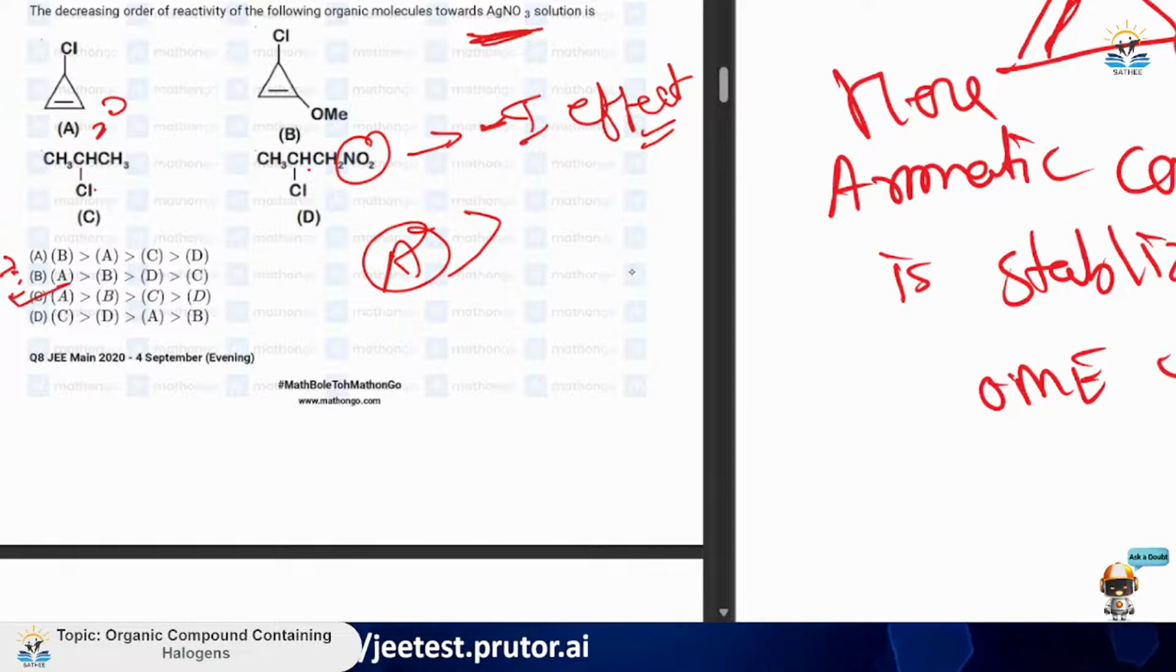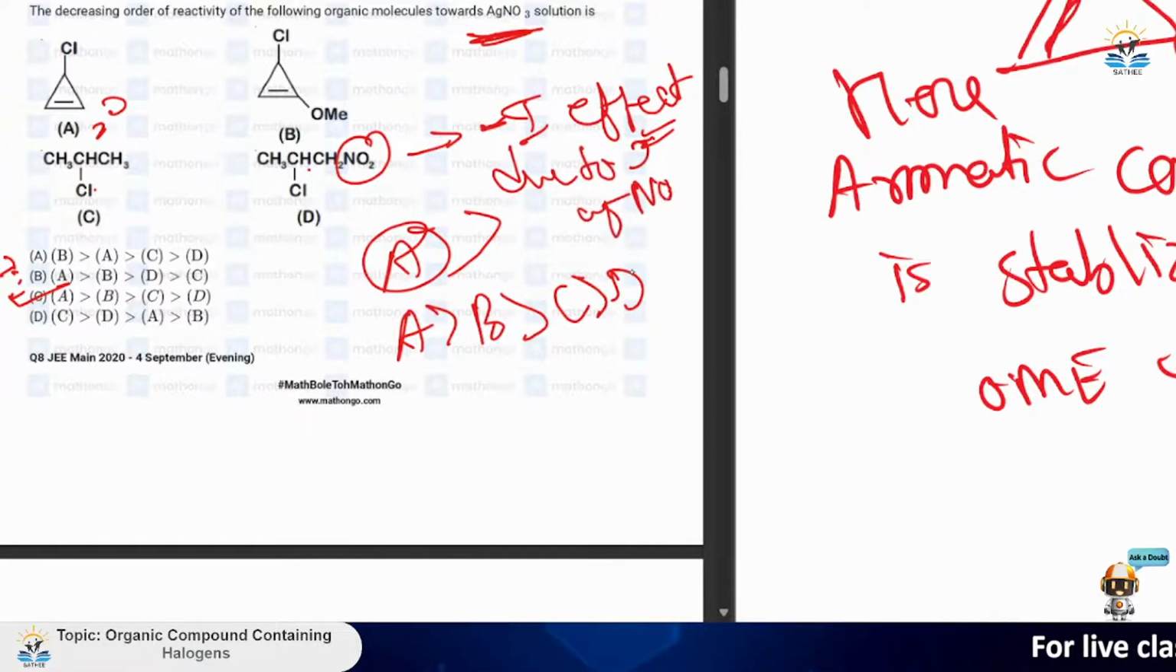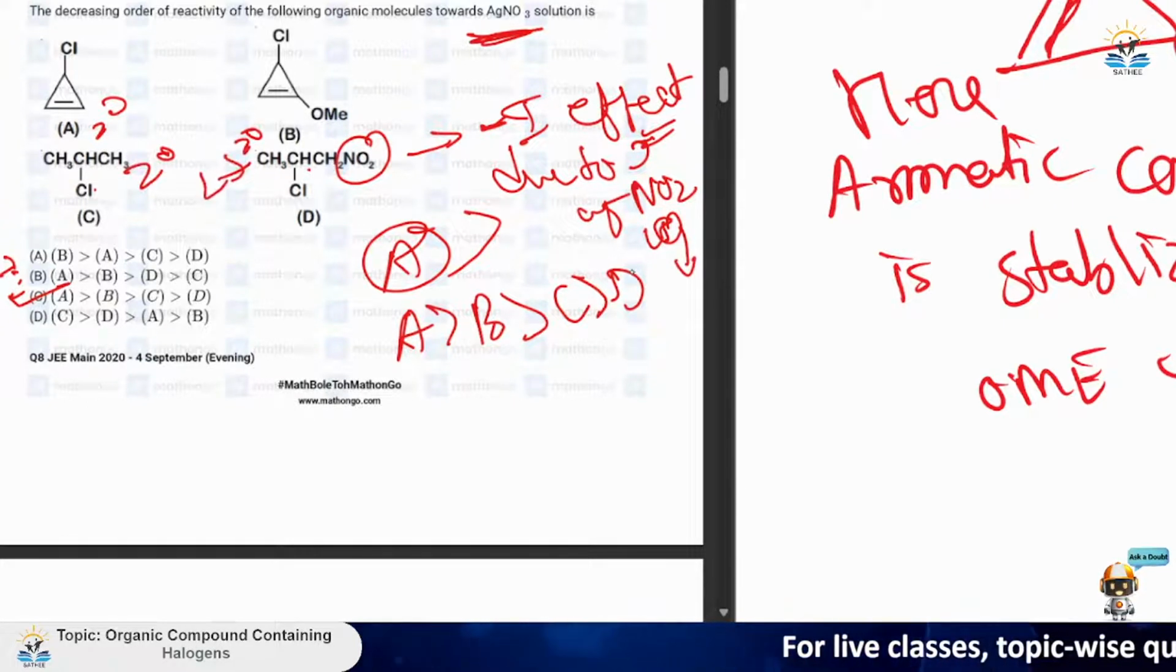So the correct order is A greater than B greater than C greater than D. Due to the minus I effect of NO2, carbocation stability decreases. Both are 2-degree, but after that you need to check whether an electron donating or withdrawing group is attached.